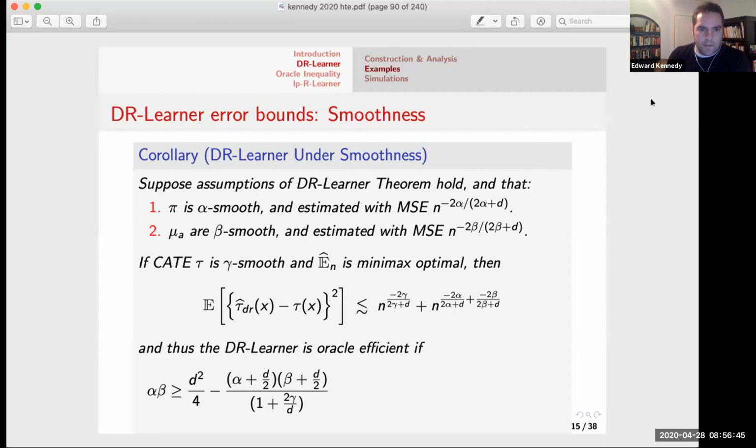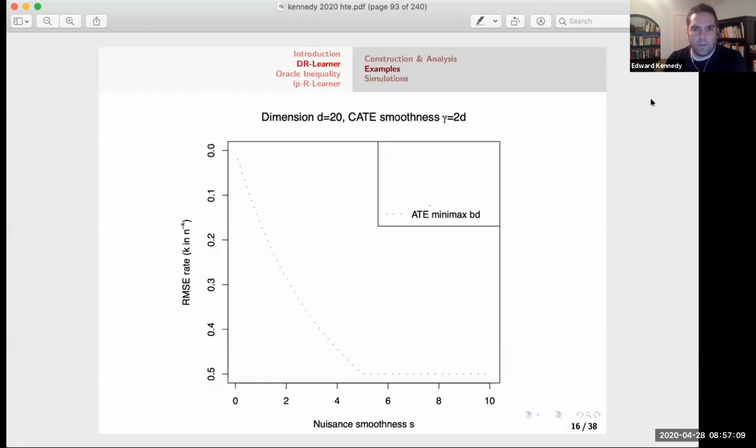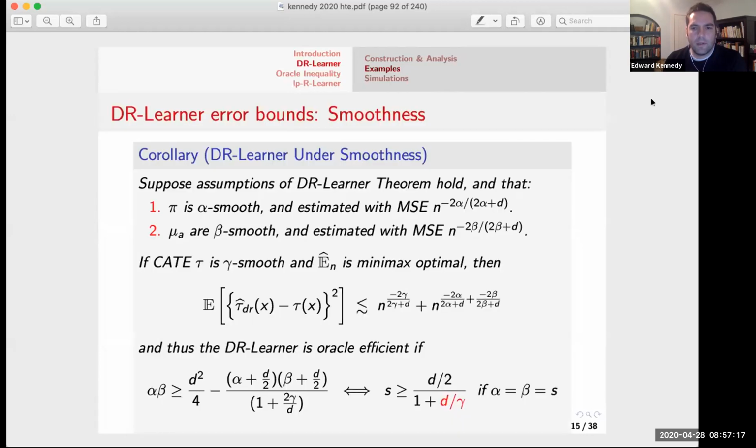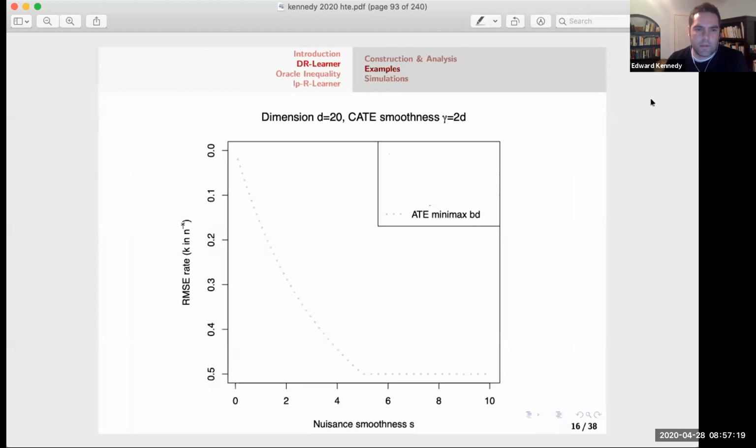And this is what the sufficient conditions look like. If you think about the case where the propensity score and the regression are equally smooth, things simplify a little bit, and we get that the nuisance smoothness has to be greater than d over 2 divided by some inflation factor that's greater than 1. That inflation factor is interesting, especially compared to the average treatment effect, so I'll talk about that in just a bit. But before we do that, I just want to give you a picture of what these rates look like. If you're not used to thinking about them, it can be weird to see all these numbers floating around. So here's a picture illustrating.